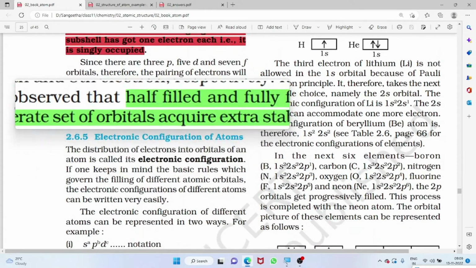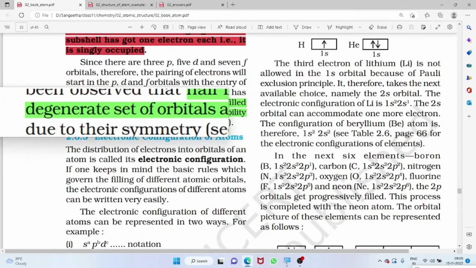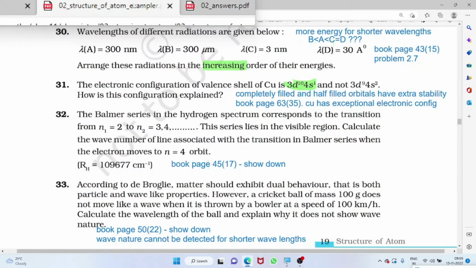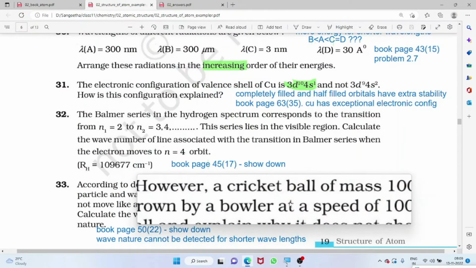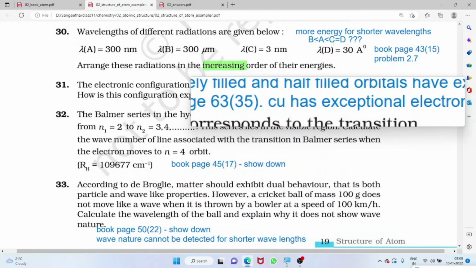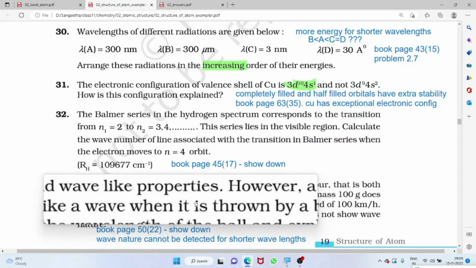See here, half filled and fully filled degenerate orbitals acquire extra stability. That is why copper has that configuration that I also showed in the periodic table. From the periodic table you can see copper has an exceptional electronic configuration.